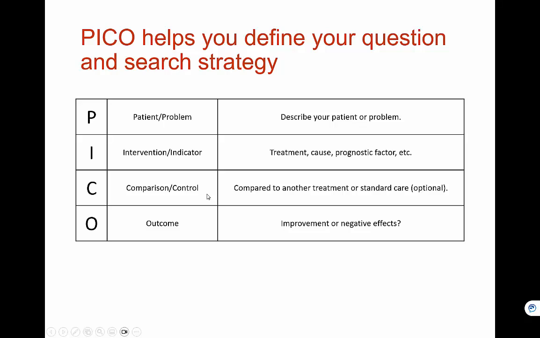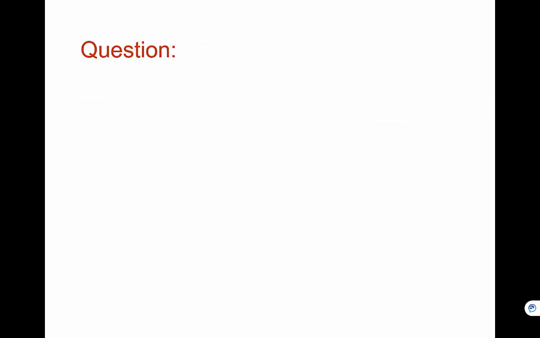You may or may not have a comparison. You may be comparing two treatments or two drugs or medications. And then the last one, the O, is for outcome. So what improvement or negative effects does the therapy or treatment have? So the only one that is not necessary every time is going to be the C, the comparison or control. But you should always have the other three to make a good clinical question. And having a good question outlined with PICO will help you have a good search strategy later on when you're searching the literature.